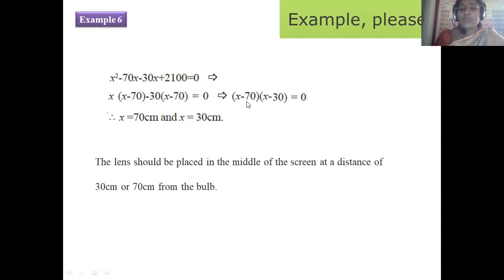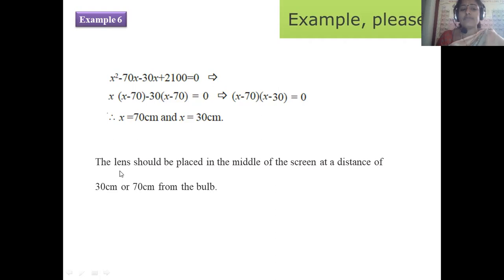So in order to calculate the x values, we got two solutions, as we just discussed. X is equal to either 70 or 30. In both cases, you will get the sharp image. The lens should be placed at a distance of 30 or 70 from the bulb, then only you will get the sharp image.